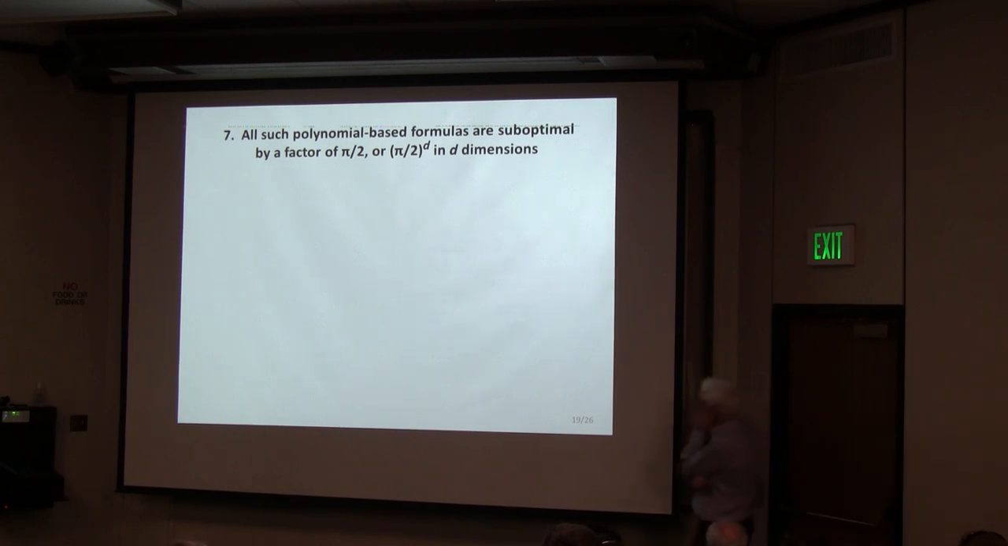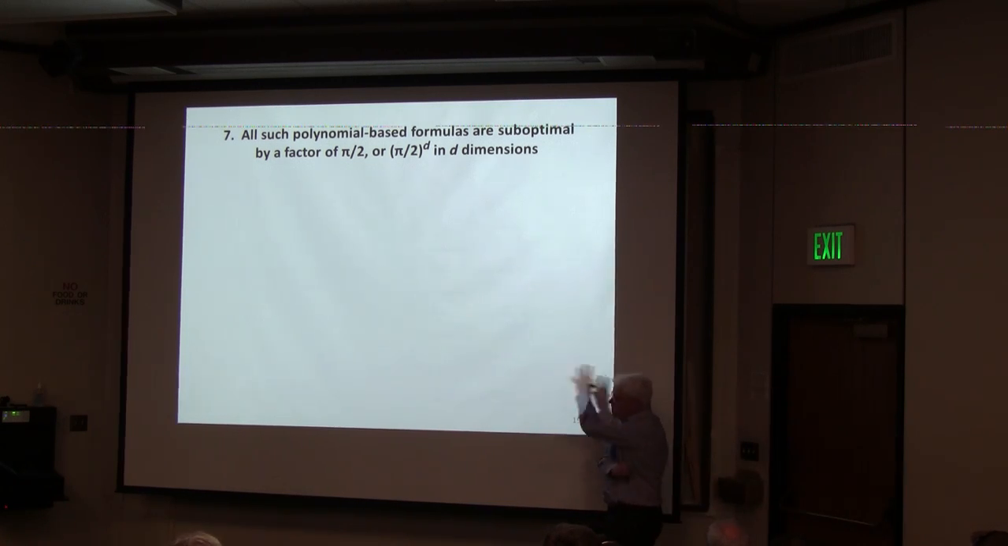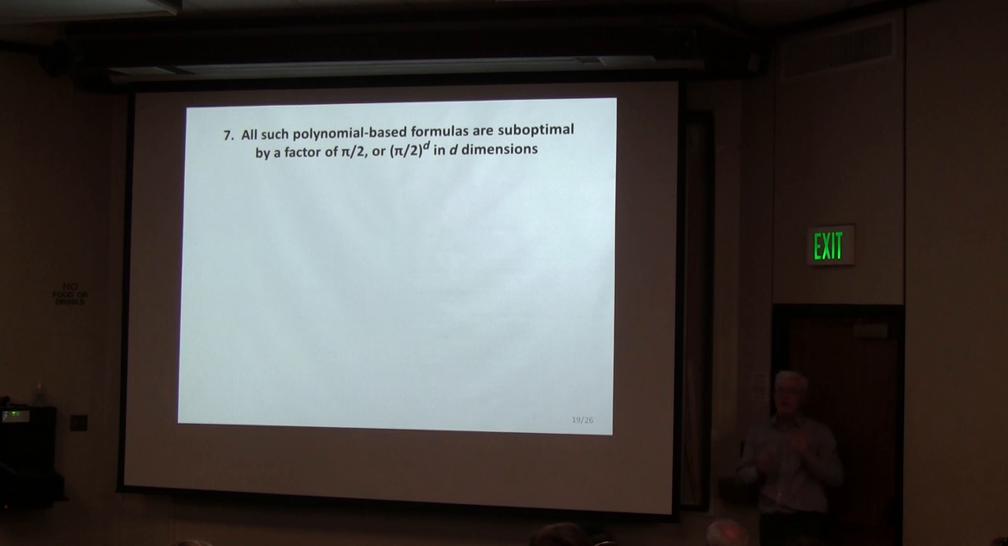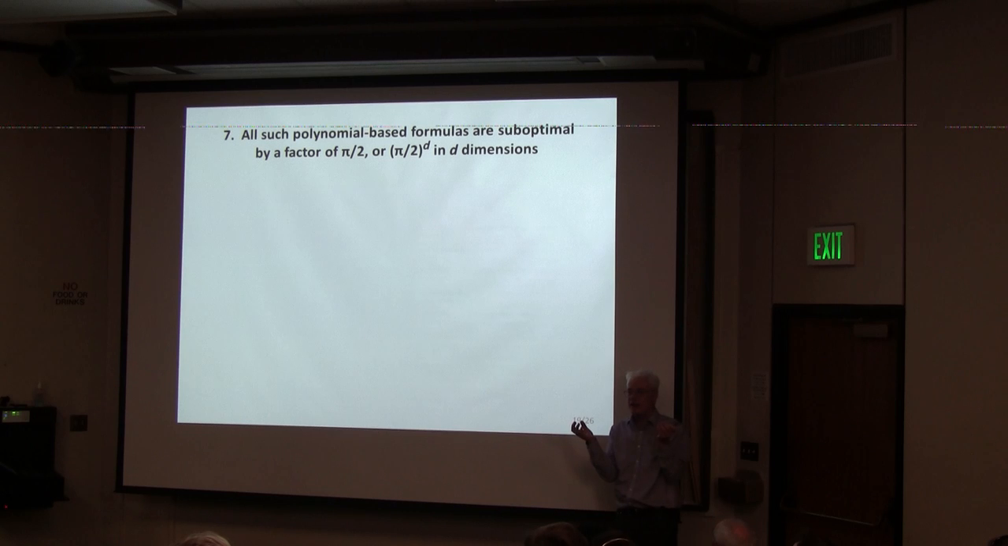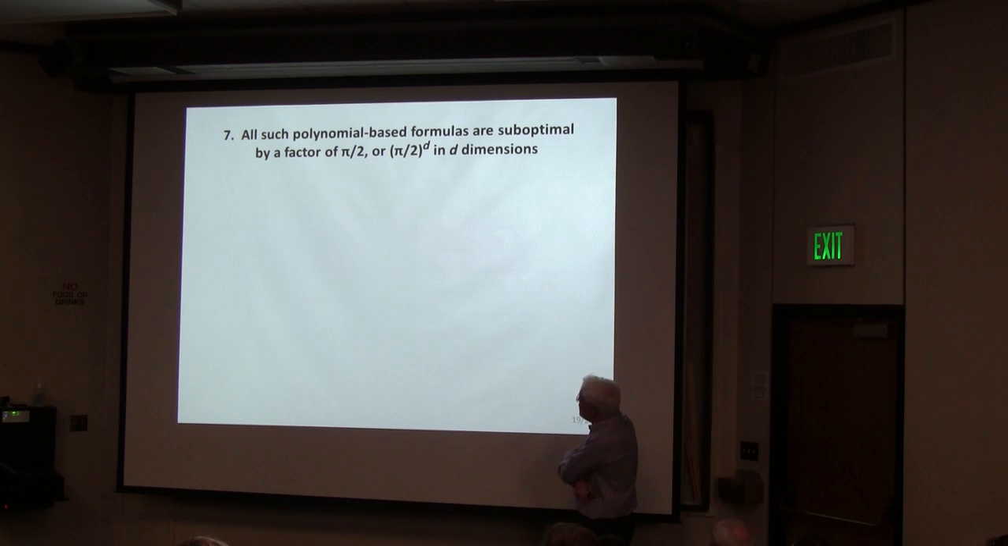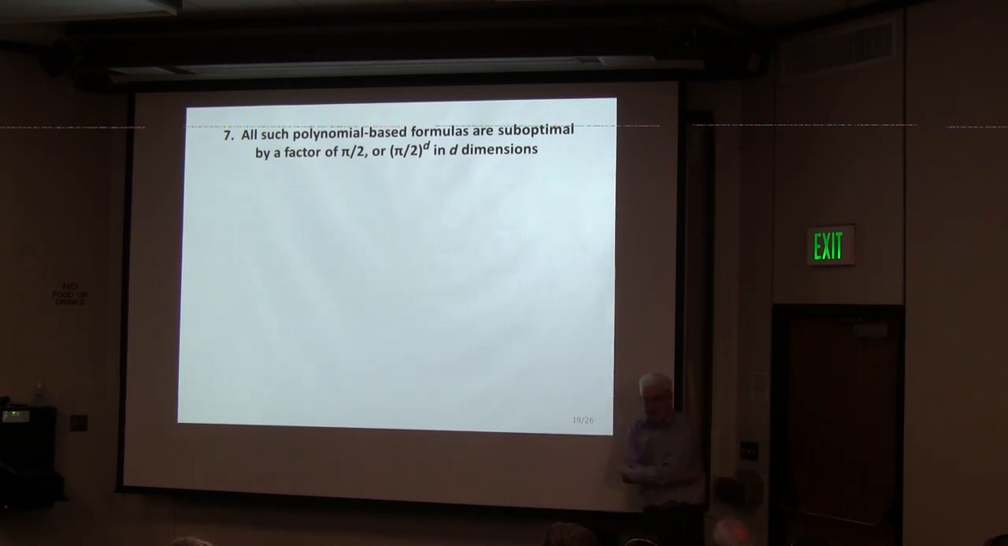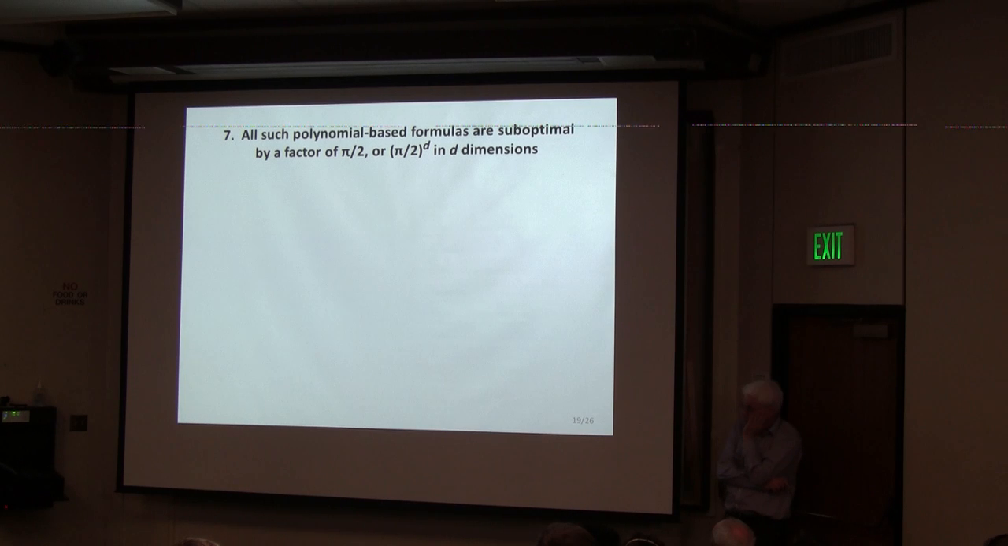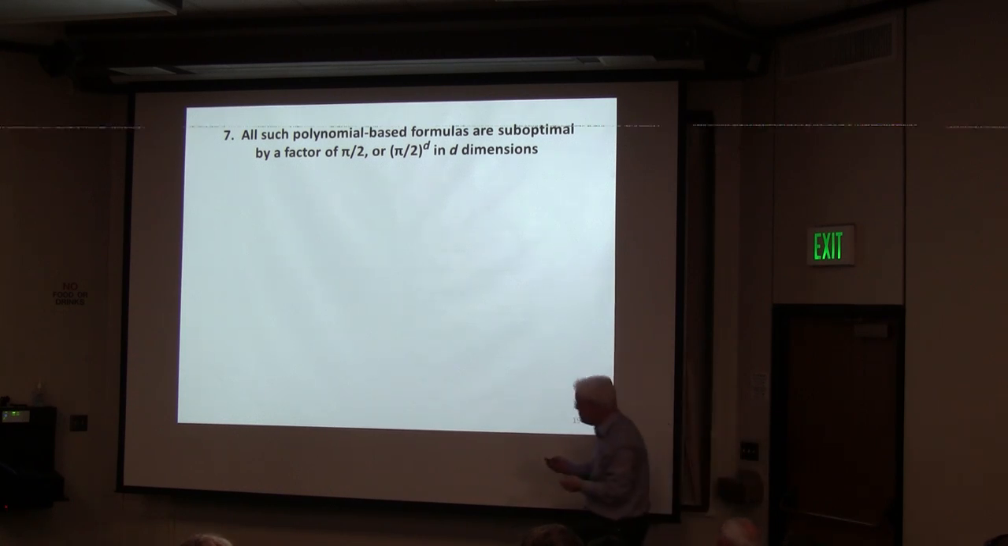Okay, well, this is quite a different point. But of all the things I want to mention, maybe this is the conceptually most fundamental. The whole field of quadrature is based on polynomials. So virtually any formula is derived by imagining that we interpolate the data one way or another by a polynomial and then integrate that interpolation. So I want to point out that that whole way of thinking is skewed, and it loses you a factor of pi over 2. Not an important factor in practice, but an important one conceptually.